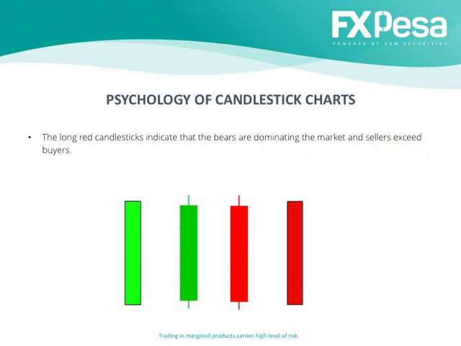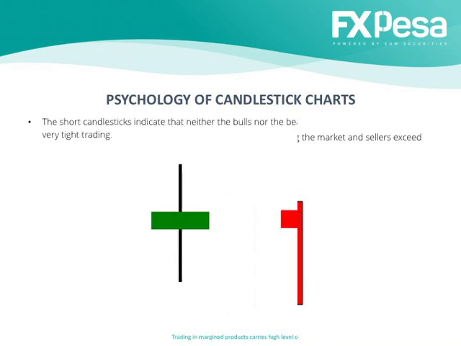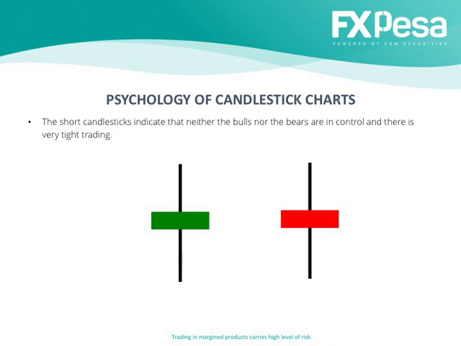Psychology of candlestick charts. As seen below, the long red candlesticks indicate the bears are dominating the market and sellers exceed buyers. In this illustration, the short candlesticks indicate that neither the bulls nor the bears are in control and there is very tight trading.